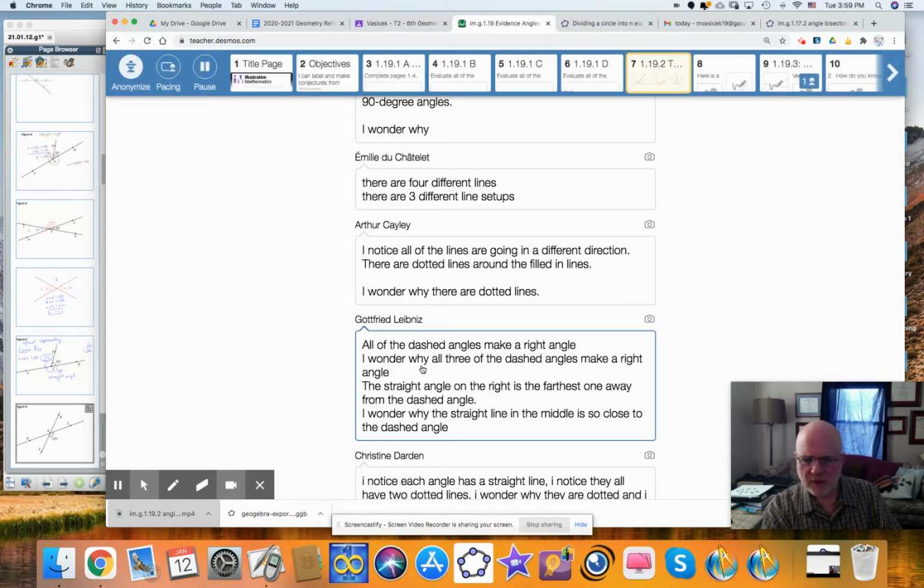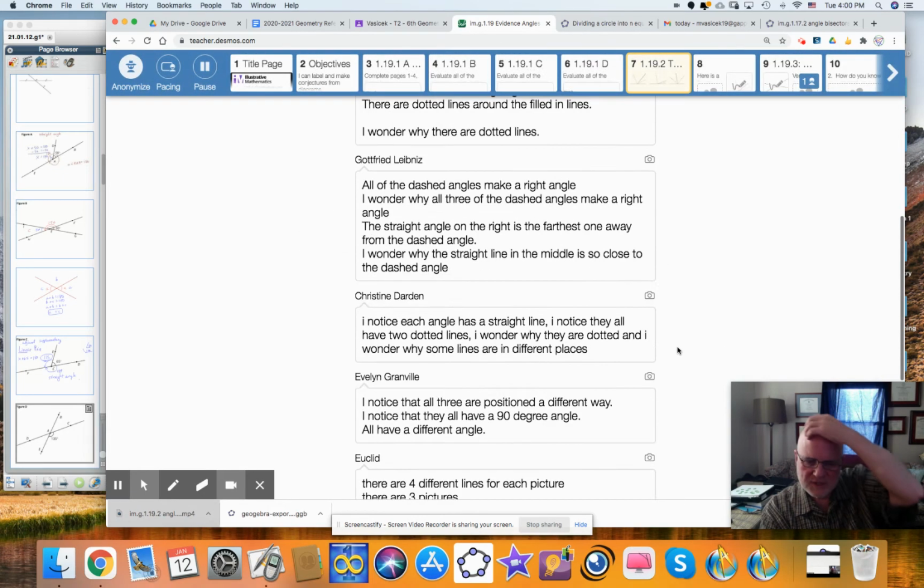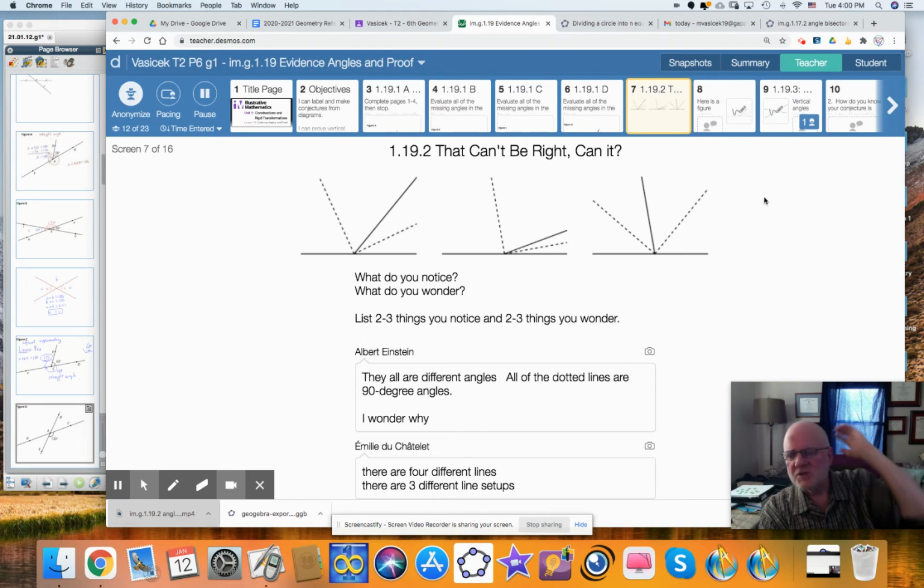All the dashed lines make a right angle. That's a conjecture. That's a good thing. I wonder why all 3 of the dashed angles make a right angle. I do too. I wonder if they make a right angle. The straight angle on the right is the farthest one away from the dashed angle. So this one here is the farthest away. I don't know if this one's maybe farther from this one. Anyway, these are different conjectures.